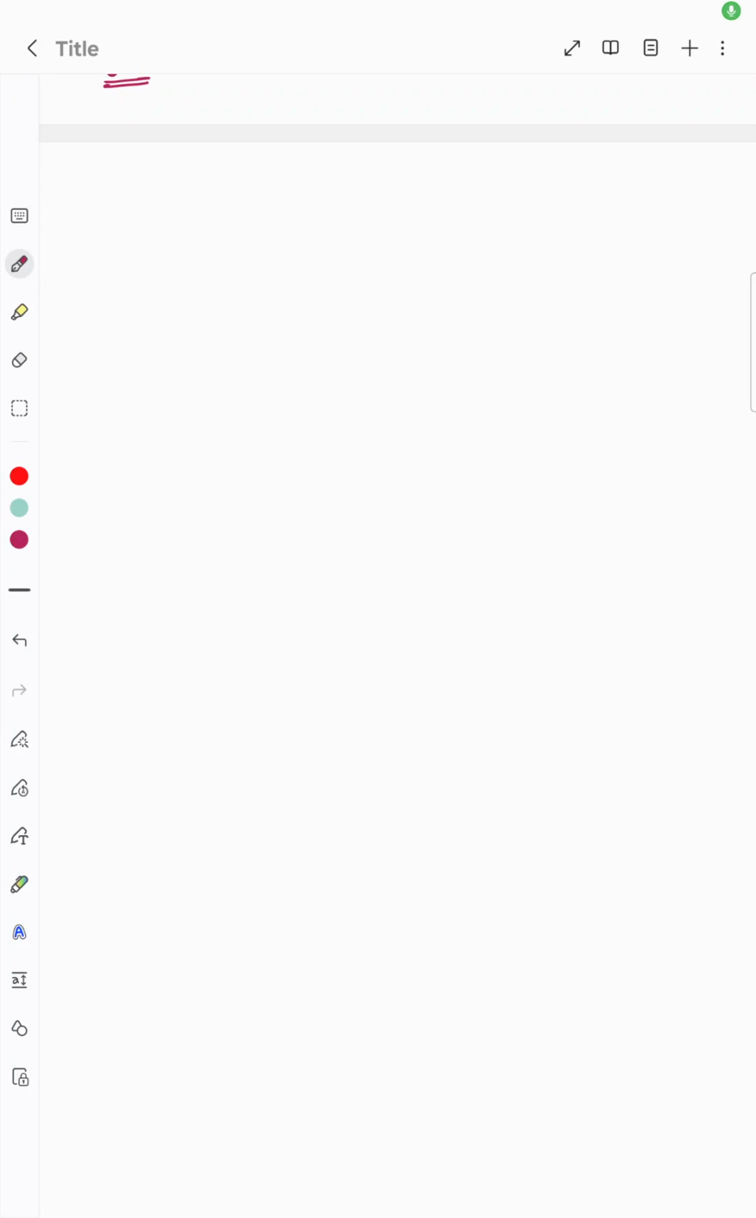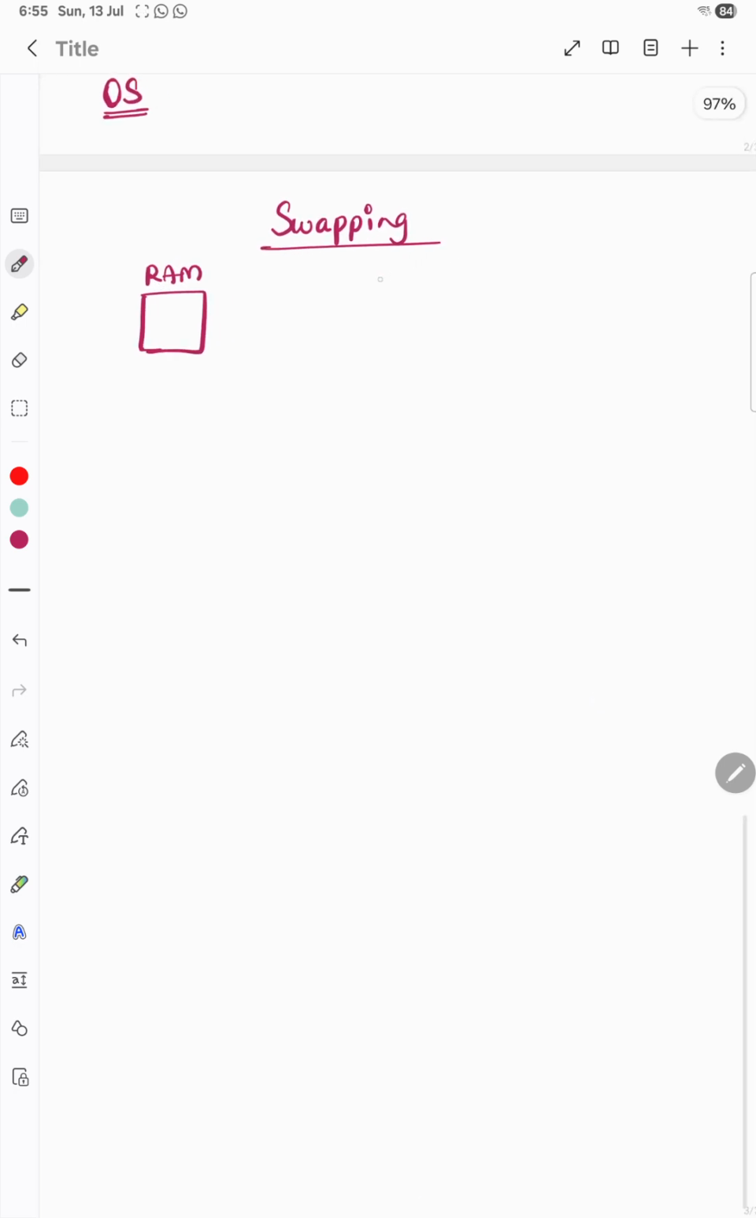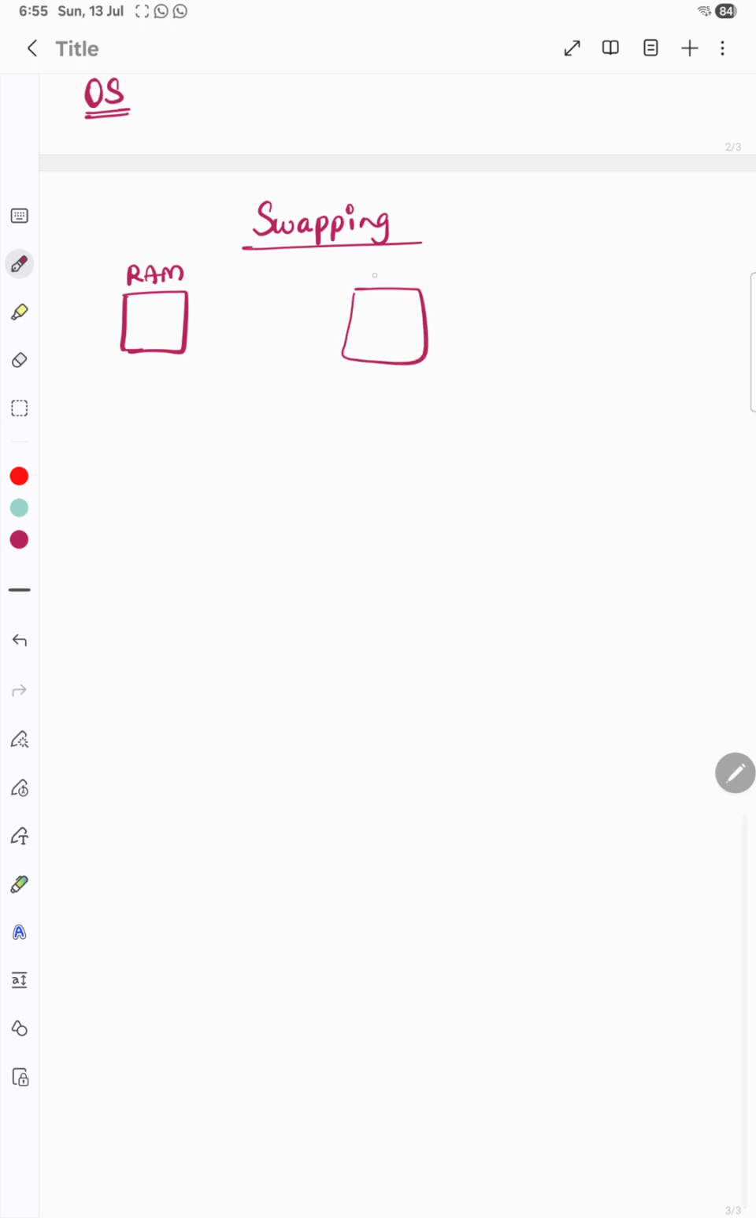Everyone. Today we are going to discuss the swapping technique in operating systems. Swapping is a mechanism used to swap out a process which is in the primary memory, that is RAM, to a secondary memory, say a hard disk. The swapping of a process from RAM to the hard disk and from the hard disk to the RAM is known as swapping.